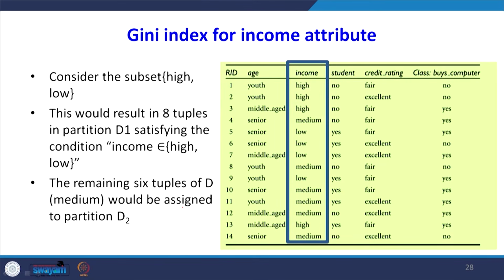Now, we will go to another subset, that is high and low. Here we are going to have 2 groups, because it is a binary classification. So, high and low is one group, this is D1. The other, D2, is obviously medium. There are 8 tuples in partition D1 satisfying income high and low. The remaining 6 tuples of D would be assigned to partition D2.